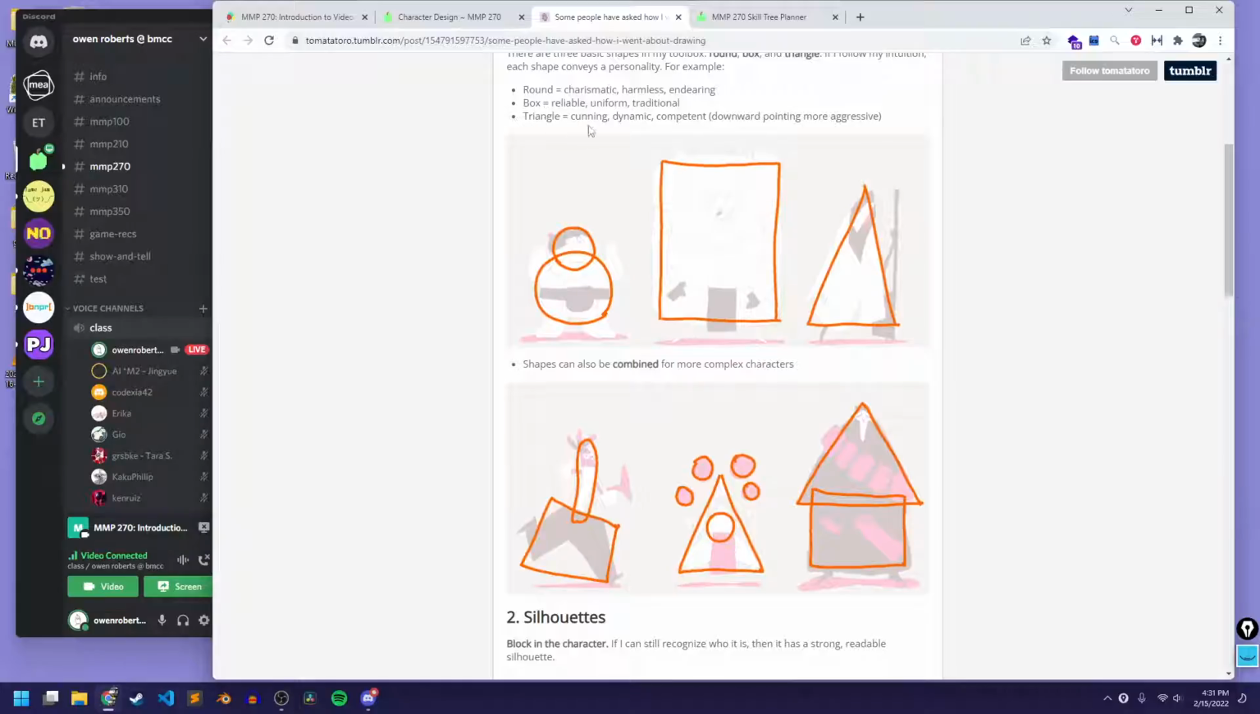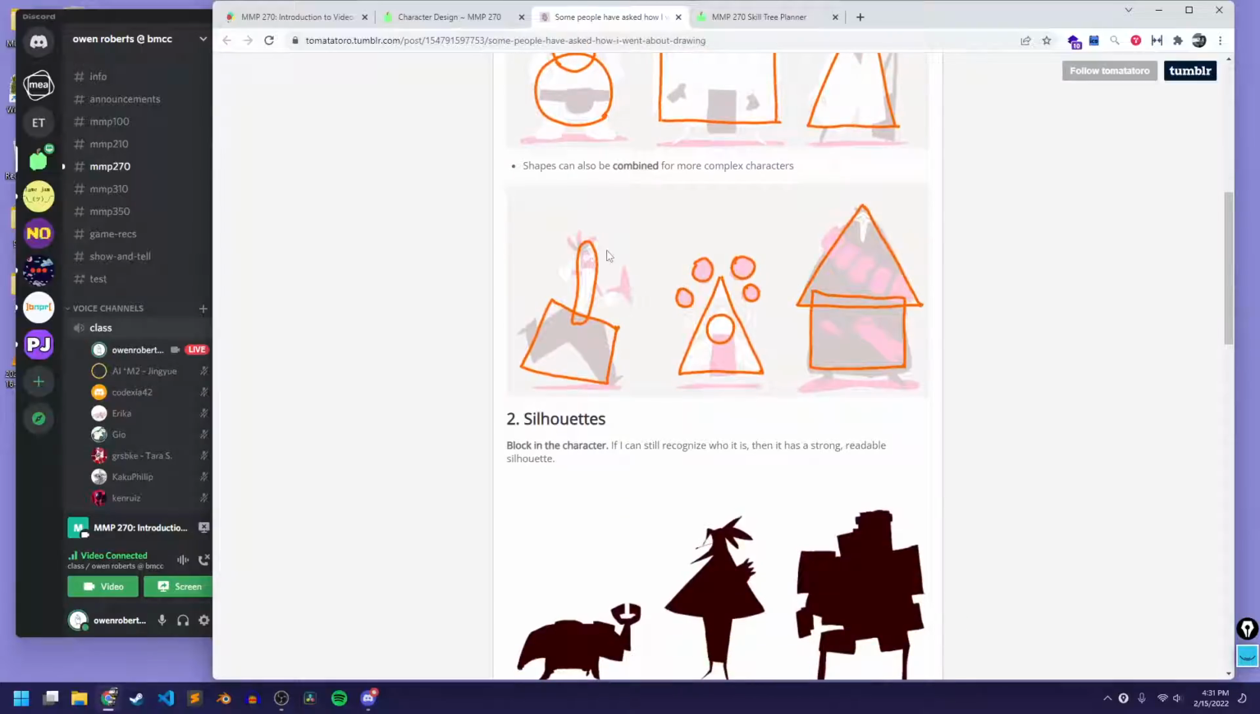And then triangle is cunning, dynamic, competent. And then he mentions downward pointing is more aggressive. So we see the very simple shape. That's the very beginning of the design process. And then more complex characters that have multiple different parts of their personality can have different shapes combined together. So you get these compound or complex characters.